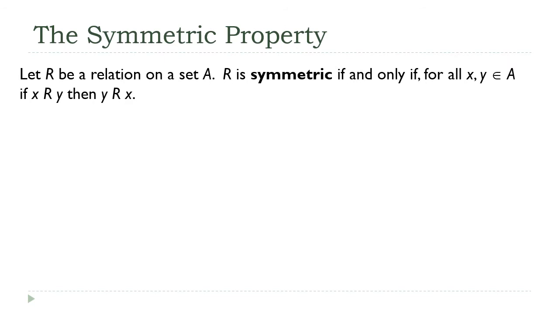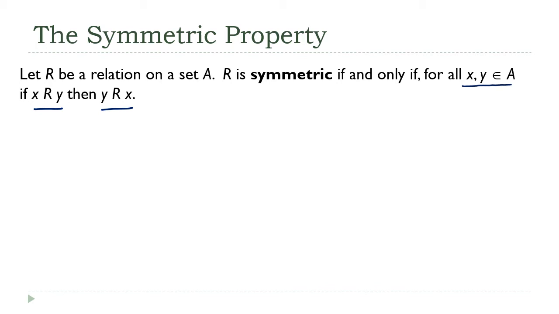So our second property here is what's called the symmetric property, right? And what this one says is if we take any two elements out of the set, and we know that X is related to Y, then Y also has to be related to X, right? In other words, the order that we look at the things in the relation doesn't matter, right? And again, just kind of a quick example of this.